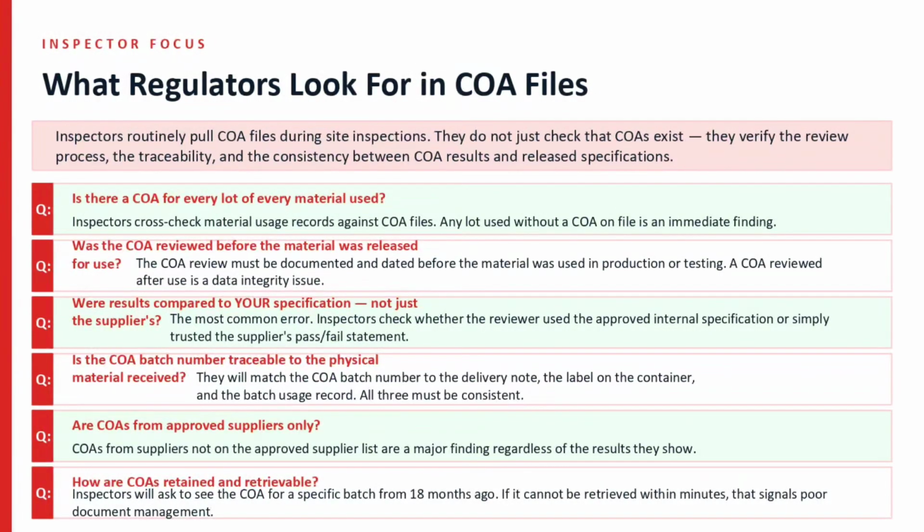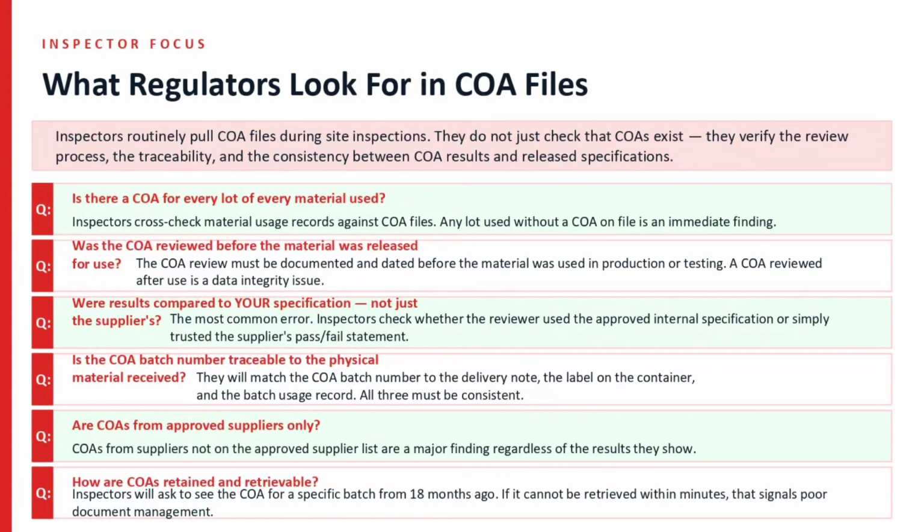The fourth question is whether the COA batch number is traceable to the physical material received. Inspectors will trace the batch number from the COA to the delivery note, to the container label, to the batch usage record. All four must be consistent. The fifth question is whether the COA comes from an approved supplier. COAs from suppliers not on your approved supplier list are a major finding regardless of the results they show.